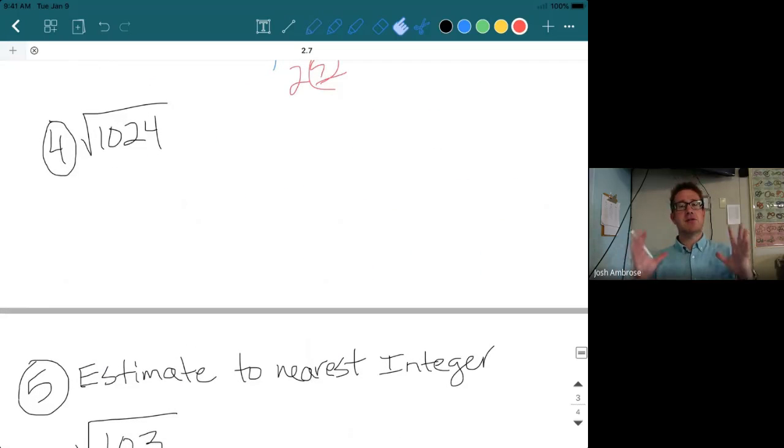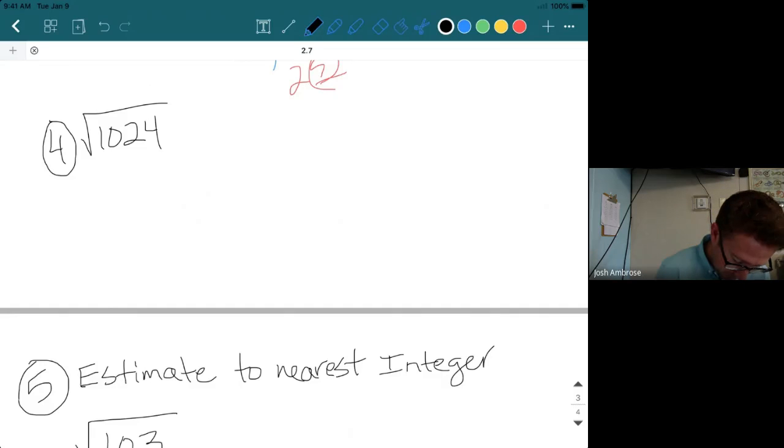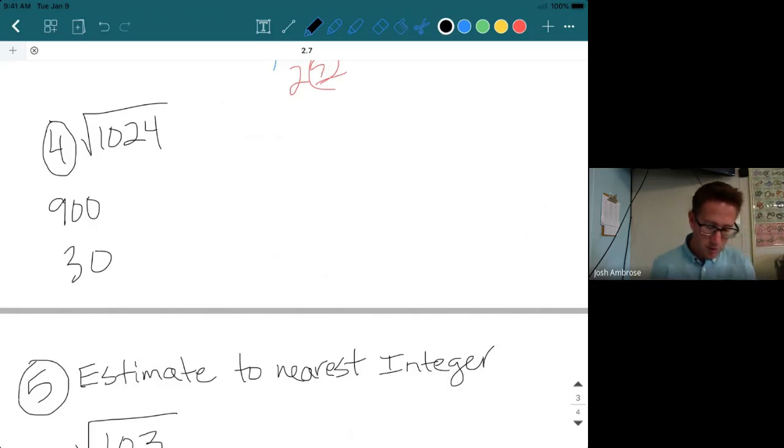All right, so let's start by creating our bookends here. Okay, now the bookends, we have a brand new number, 1024. Okay, well, let's see. If we took 30, we like 30 because 30 times 30 is 900. That's going to be at the low end. And then the high end has to be 40.